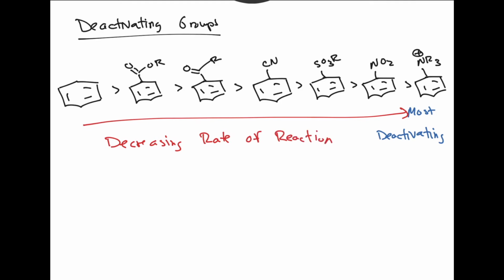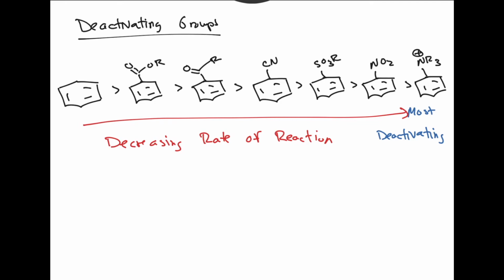So as we get more deactivating, our rate decreases. So benzene is faster than benzoic acid at doing one of these reactions, which is faster than acetophenone, which is faster than benzonitrile, which is faster than the sulfonic acid, so on and so forth.